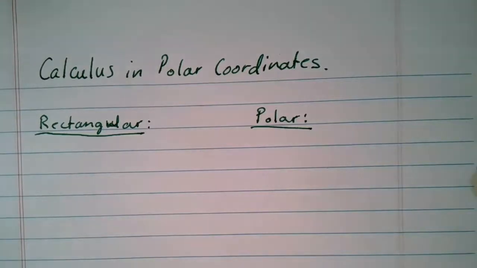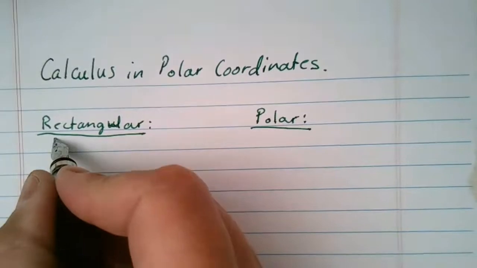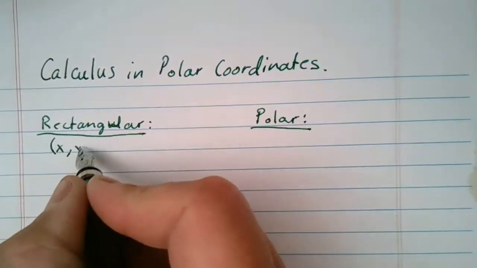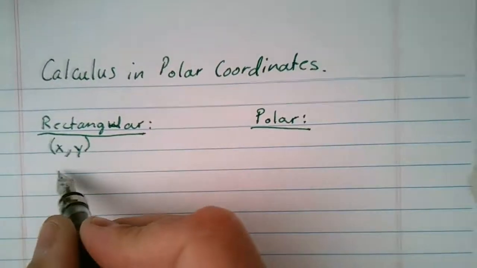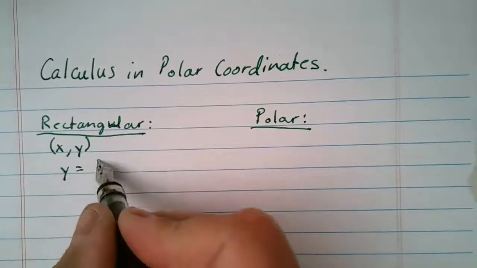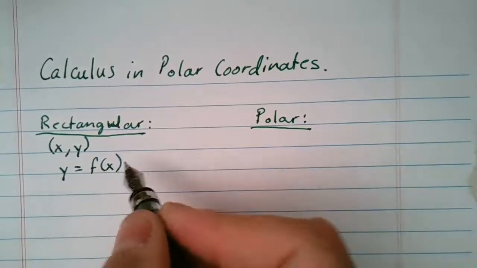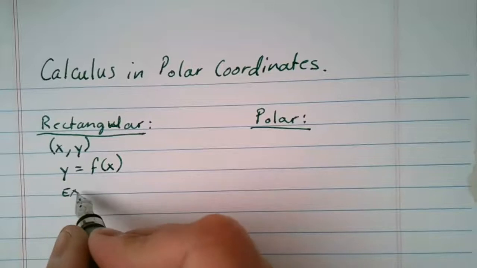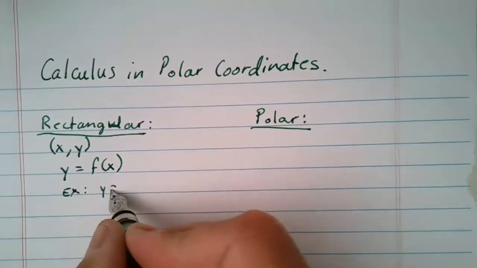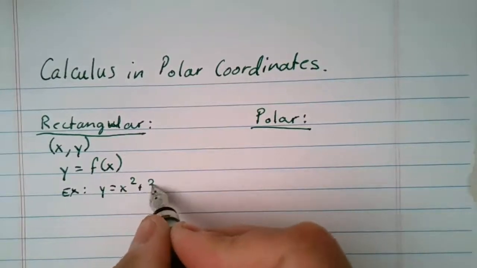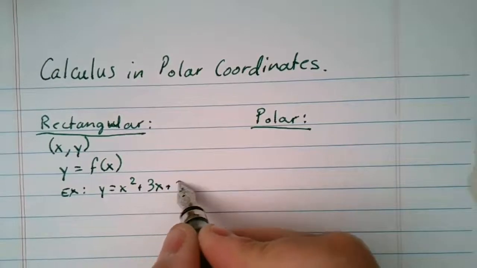Remember rectangular coordinates. Rectangular coordinates are going to be x, comma, y. An equation will be y equals f of x. So an example of that would be something like y equals x squared plus 3x plus 5.